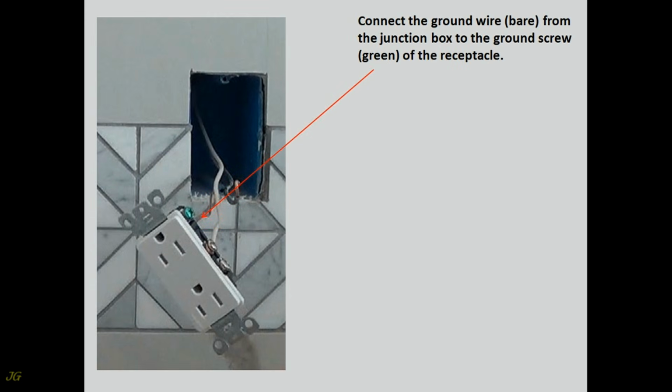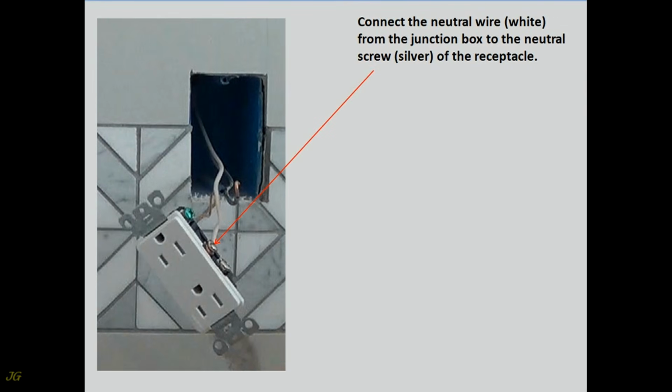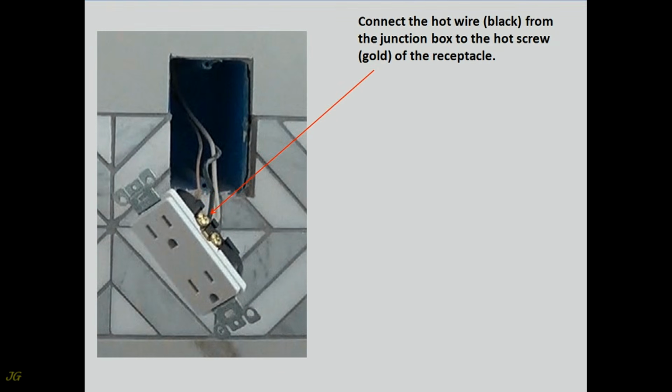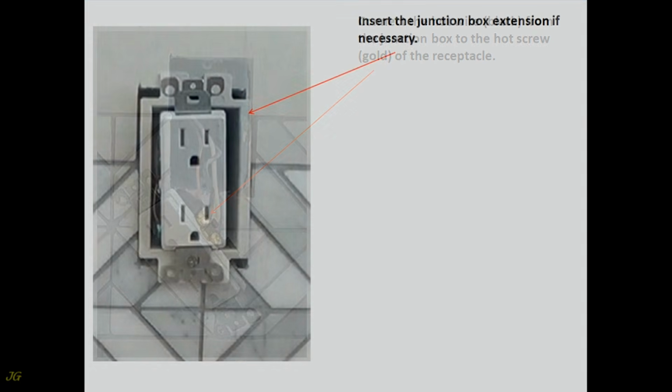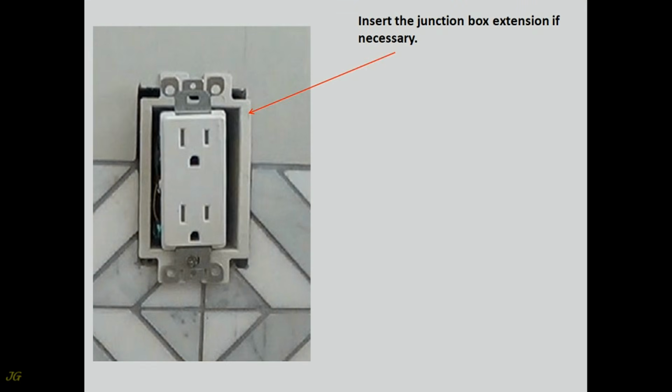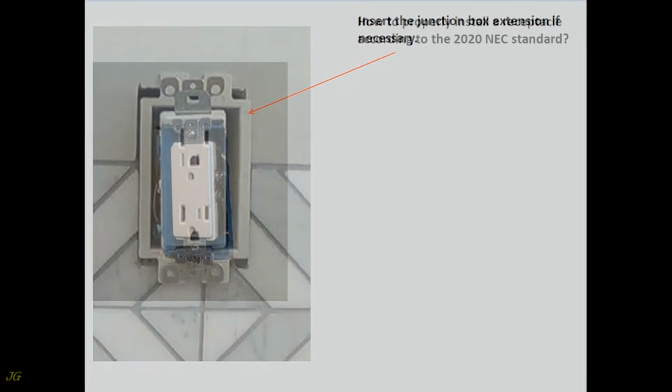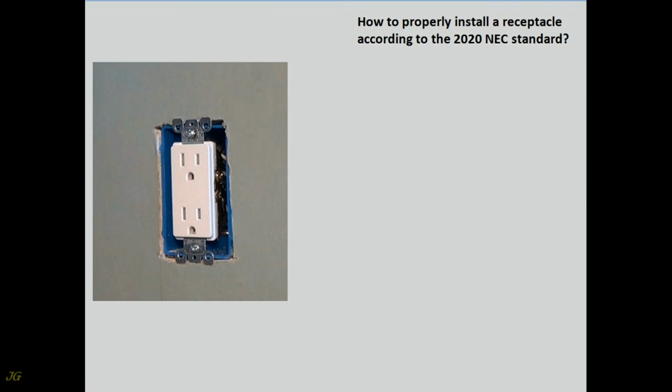Connect the ground wire, bare, from the junction box to the ground screw, green, of the receptacle. Connect the neutral wire, white, from the junction box to the neutral screw, silver, of the receptacle. Connect the hot wire, black, from the junction box to the hot screw, gold, of the receptacle. Insert the junction box extension if necessary. How to properly install a receptacle according to the 2020 NEC standard.